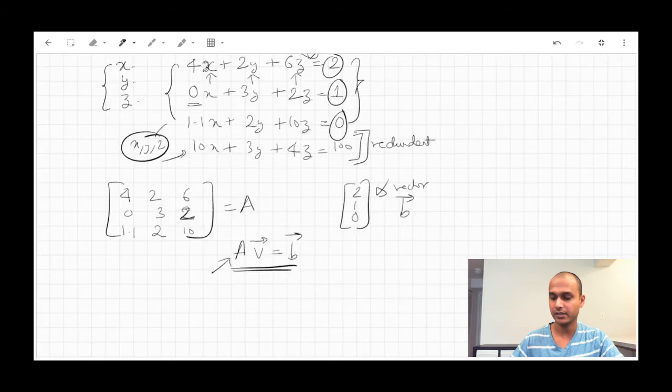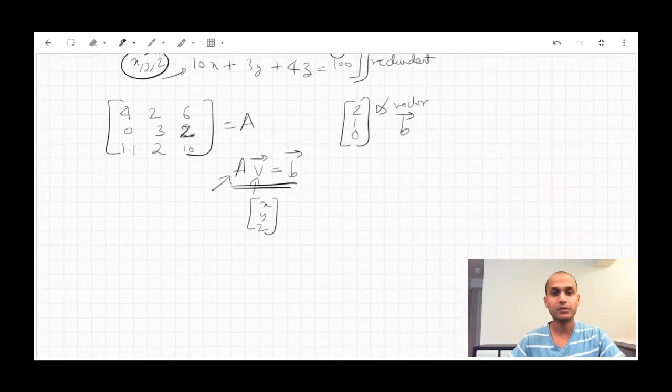Okay, so this is something that we're familiar with. A is a linear transformation. It's taking an input vector v, and it's going to output a vector b. And what is this v vector? It's nothing but x, y, and z in its first, second, and third coordinates. So the system of equations is nothing but a linear transformation of an unknown vector to a known vector. So this is what a system of equations is, and let's not worry about how to find this solution computationally.